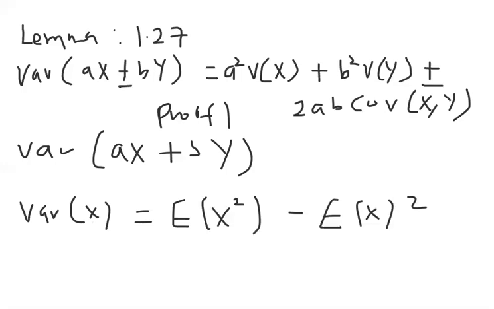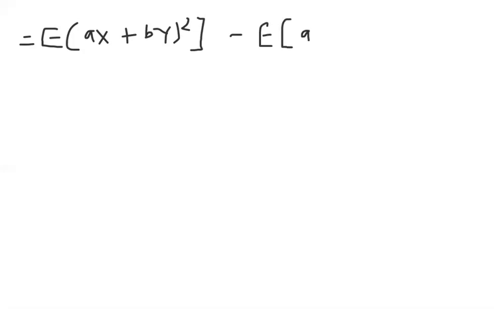But in this case, instead of X, you are going to write aX plus bY. So I'm going to have it as equals to expectation of aX plus bY all squared, minus expectation of aX plus bY all squared. Okay, great.